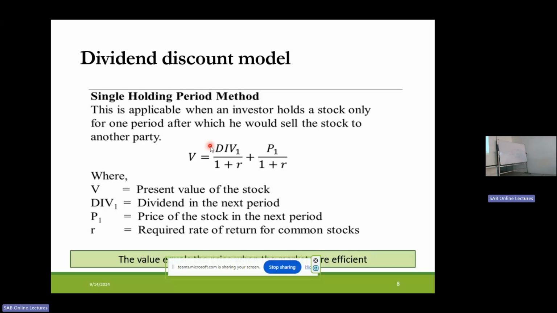So on the risk side, they bear the negative side. On the return side, if the company performs well, they will get more dividends. So they are well maximized. Right.